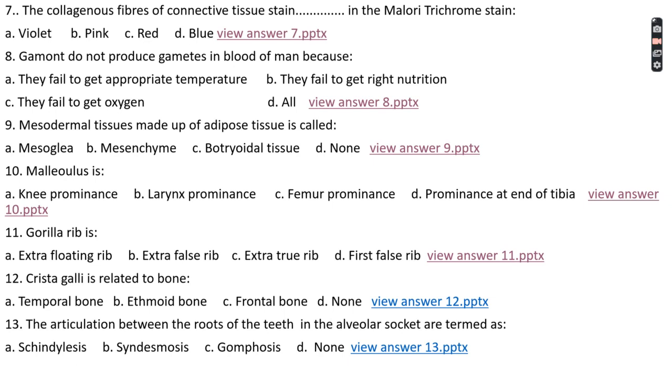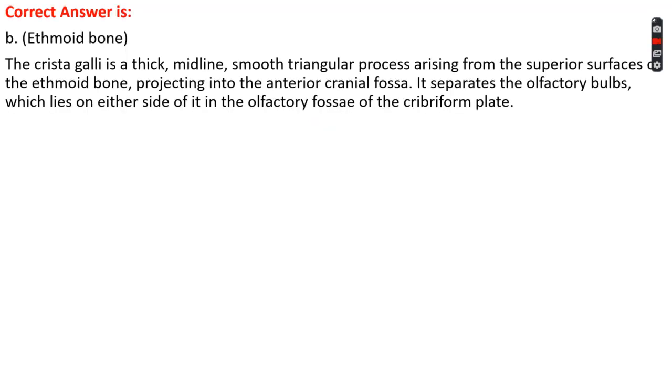Okay. Question number 12. Crista galli is related to which bone? Option A, temporal bone. Option B, ethmoid bone. Option C, frontal bone. Option D, none. The right answer is option B, that is the ethmoid bone. The crista galli is a thick, midline, smooth, triangular process which arises from the superior surface of the ethmoid bone. It projects into the anterior cranial fossa. It separates the olfactory bulbs which lie on either side of it in the olfactory fossa of the cribriform plate.